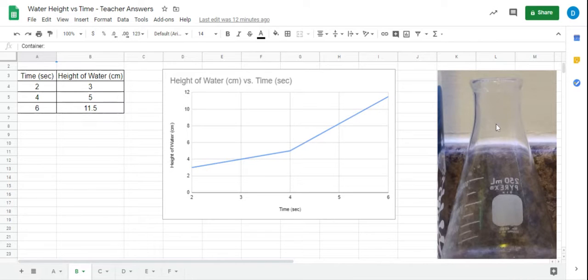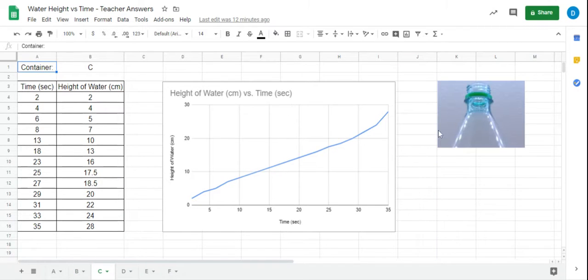That happens when the container gets narrower. So it's a lot easier for the water to fill left and right, so the only place it has to go still is up. So as our container narrows, the slope of our height versus time, or the rate at which the height increases, goes up. So narrower means faster change in height.